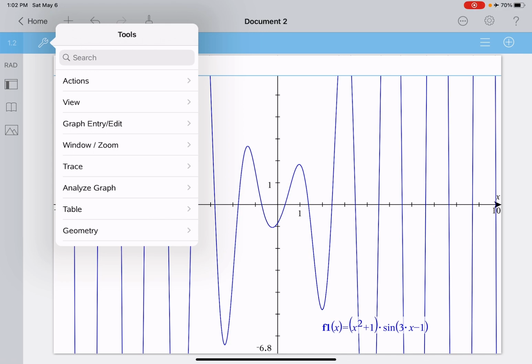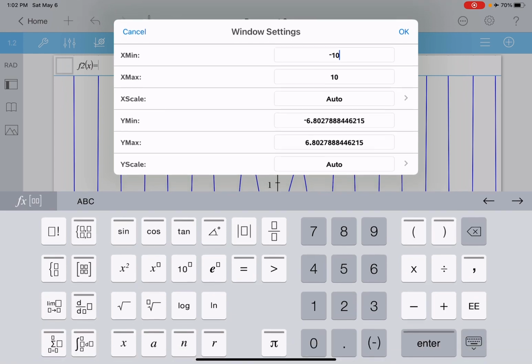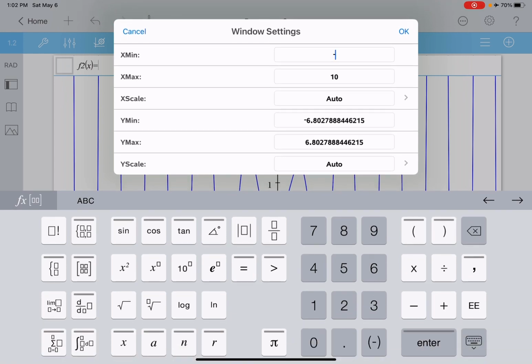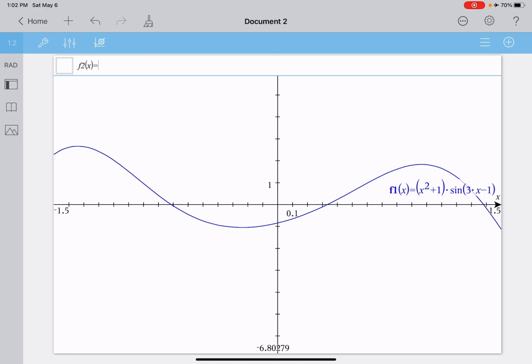I'm going to go to Window and Zoom, and I'm going to go to Window Settings, and I'm going to type in my new X minimum value here of negative 1.5, and then I'm going to go down here, and my X maximum I'm going to put in at 1.5. The Y values probably aren't hugely important right here, but I think I'm good with what I have. So this is my graph here, guys. Now remember, this is what f prime looks like.